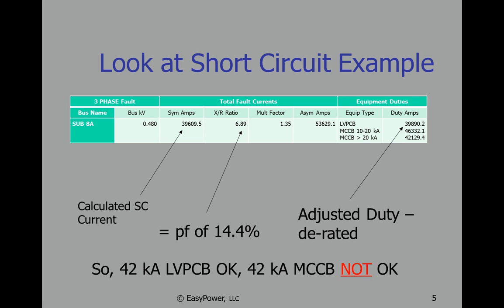Okay. So remember, when we talk about breaker duties, the duty is what it sees on your system. The rating of the breaker is what's on its nameplate. So we've increased the duty to do an apples-to-apples comparison based on this X/R ratio. All right, so that's an impact, a difference between molded case circuit breakers and low-voltage power circuit breakers. And that is why we provide this information in the short circuit report. If you ran an equipment duty report, you would see the same adjustment made as well.